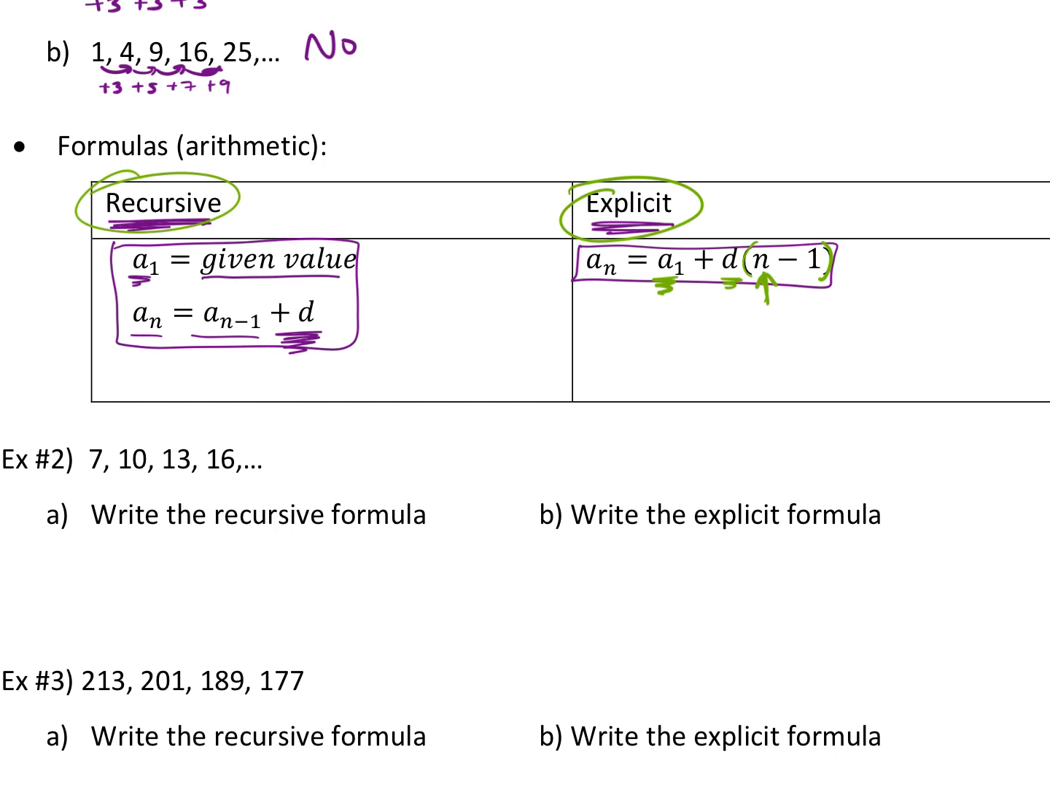Okay, so number 2 here. It says you have 7, 10, 13, 16, and we want the recursive formula. So we're trying to make this happen right now. You start with a sub 1 equals, and a sub n equals a sub n minus 1.